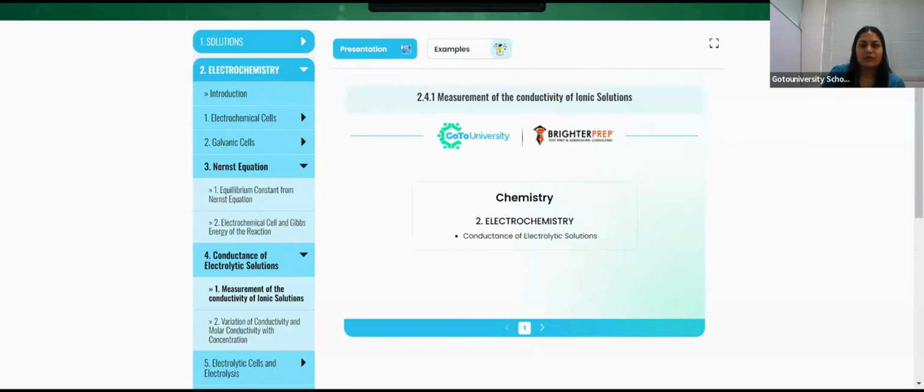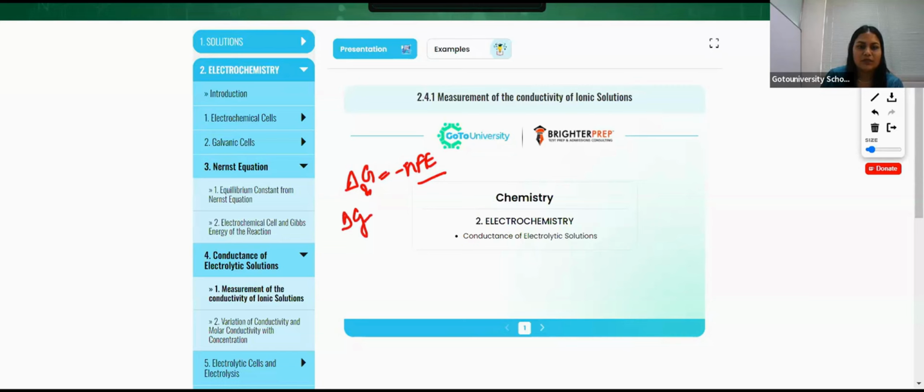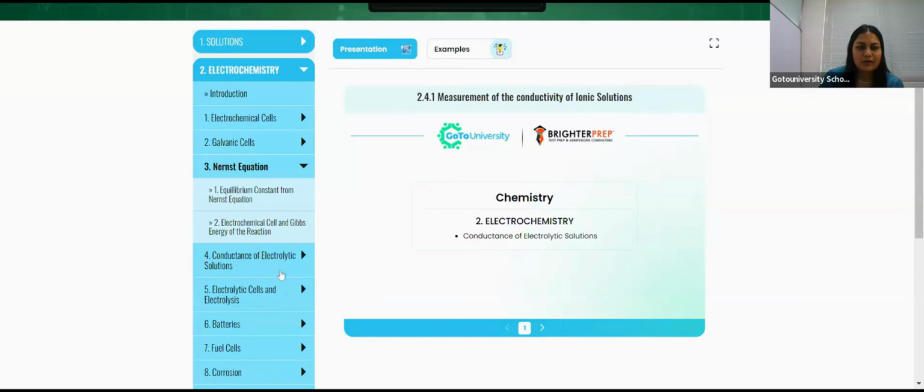Can you tell me what was the formula for Gibbs free energy? Reversible Gibbs free energy, it was minus nFE, right? And from this we can check whether the reaction is spontaneous or not. For Gibbs free energy, if it has a negative value, and positive electrode potential, then the reaction is known as spontaneous, and vice versa. All right, so let us move to our today's topic, which is conductance of electrolytic solutions.